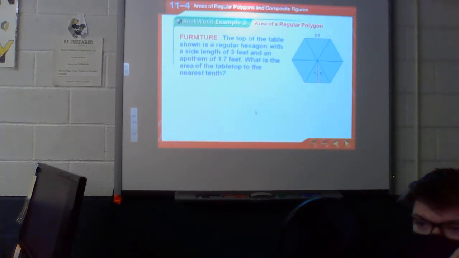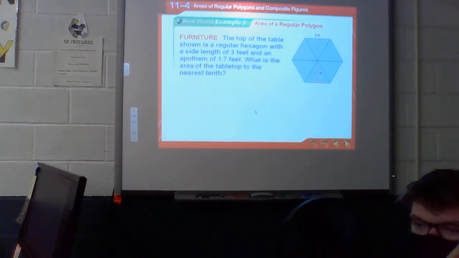So if I'm going to do this problem right here, I'm going to do base times height, which is 3 times 1.7, and what do I have to do to that? Divide by 2, and then to find the area of the whole thing, I would multiply that number by what? 6. Everybody agree with that? And so I get 15.3.